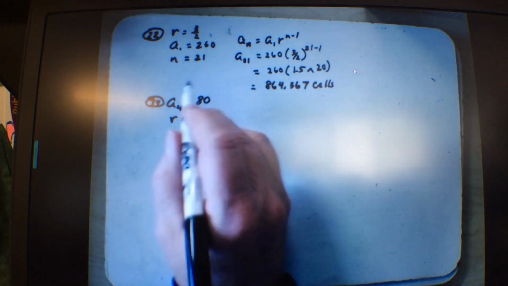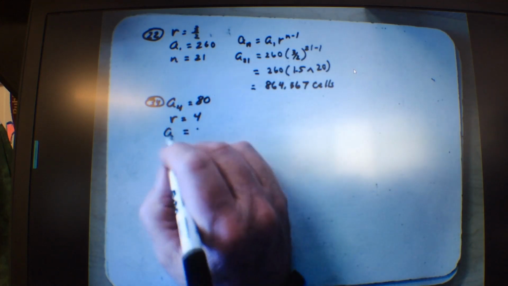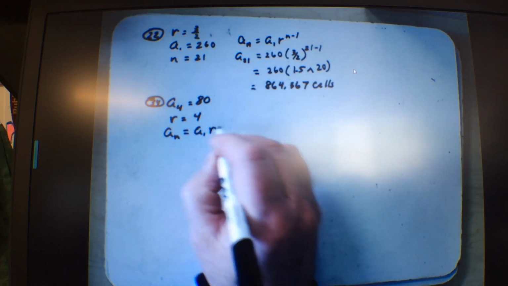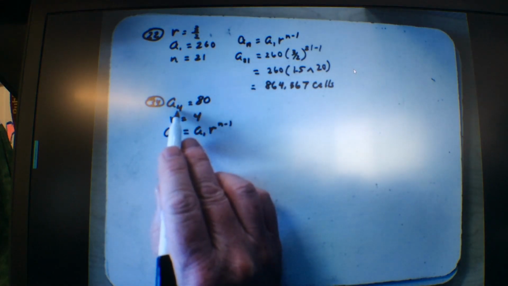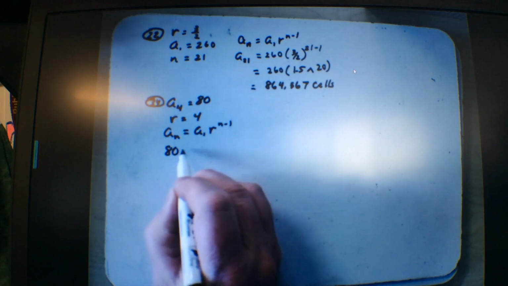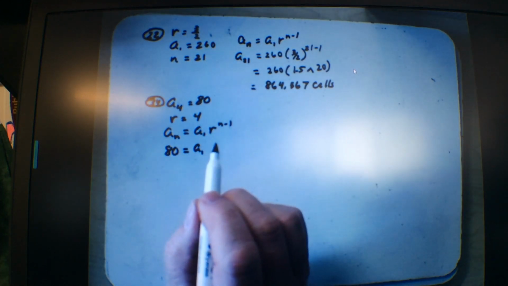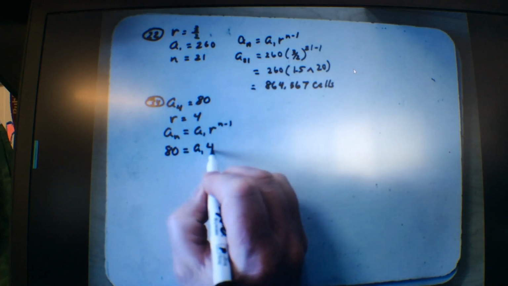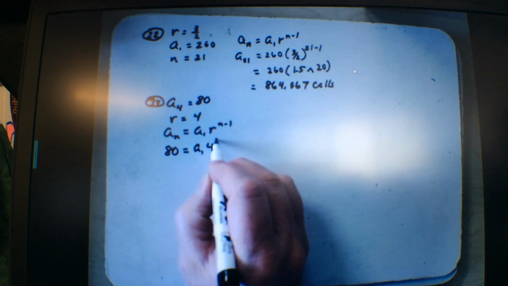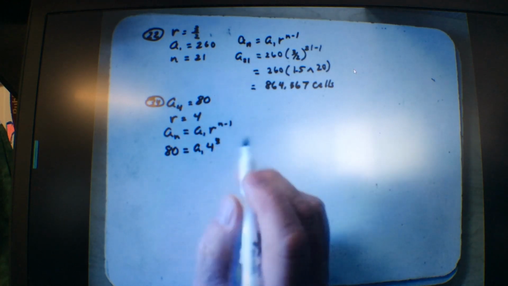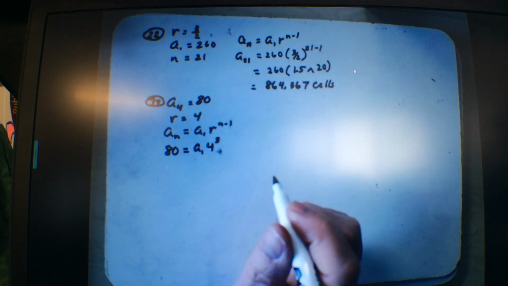All right? So we know the formula is a sub n equals a sub 1 r to the n minus 1. We know some of this stuff. We know that the fourth term is 80, so we can put 80 in here, correct? We do not know the first term, that's what we're looking for. But we do know that r is 4, correct? And this is the fourth term, so n is 4, so 4 minus 1 is 3, correct? Is everybody okay with what I just did?